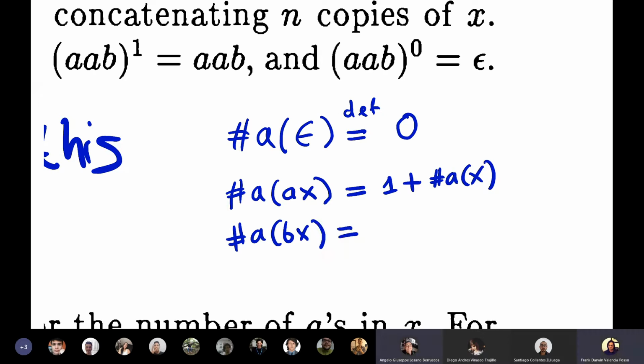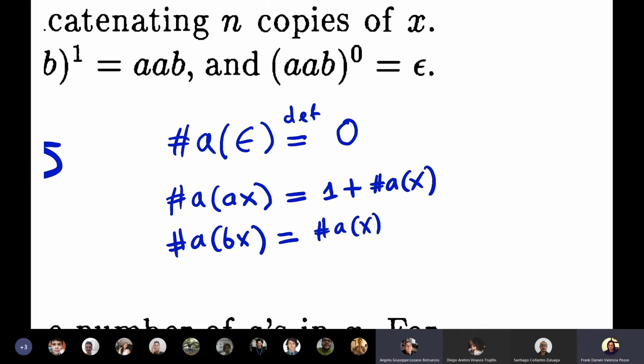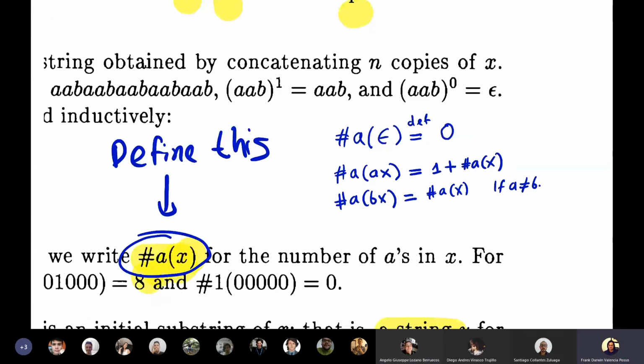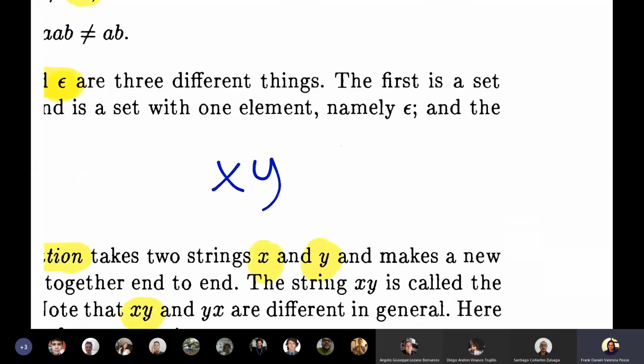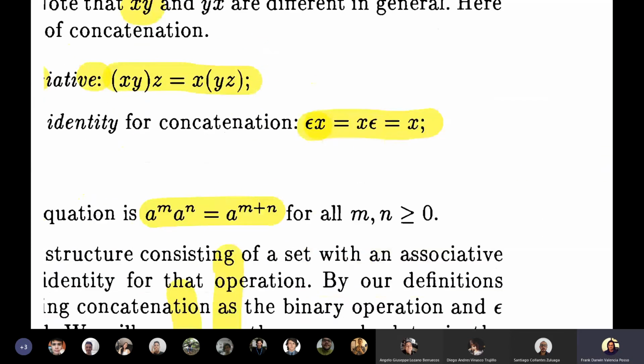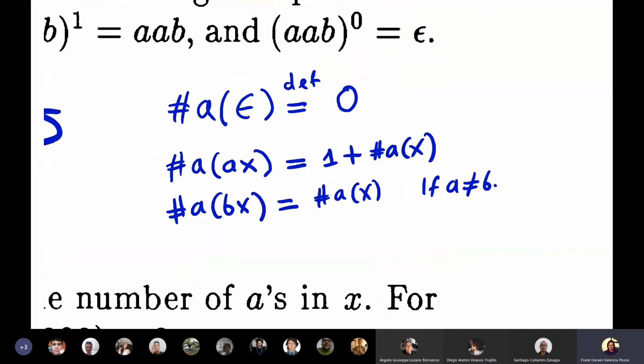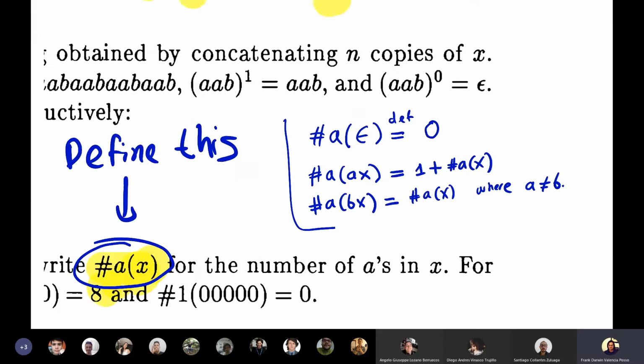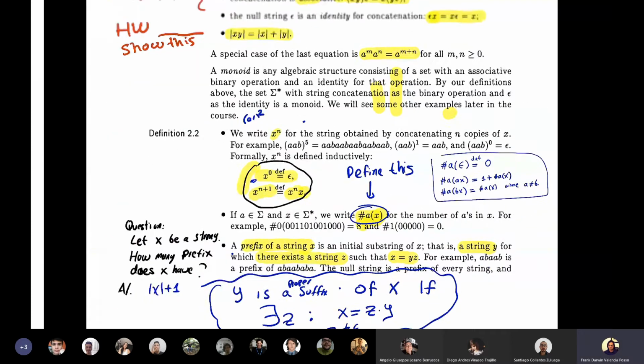And this one? Asterisk, number A, x. And normally you just say, okay? Or not if, sorry. It will be better if you actually say where A is different from B. Okay? So that would be a way to define that.